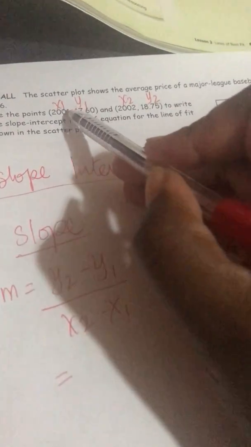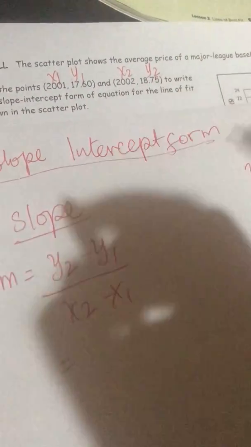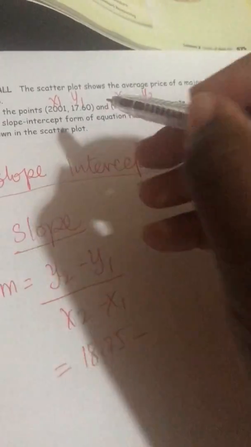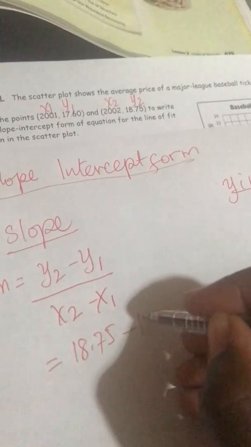You come here. Who is your y2? 18.75. And who are you minusing? 1760.